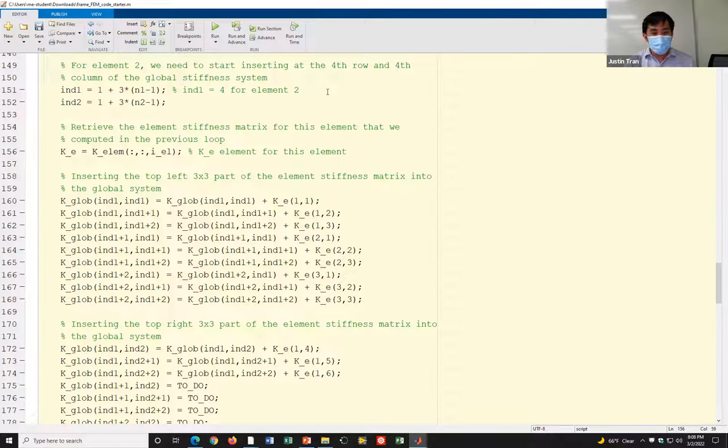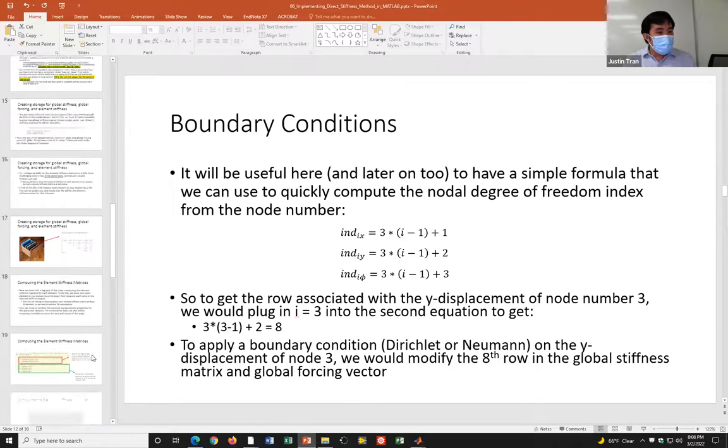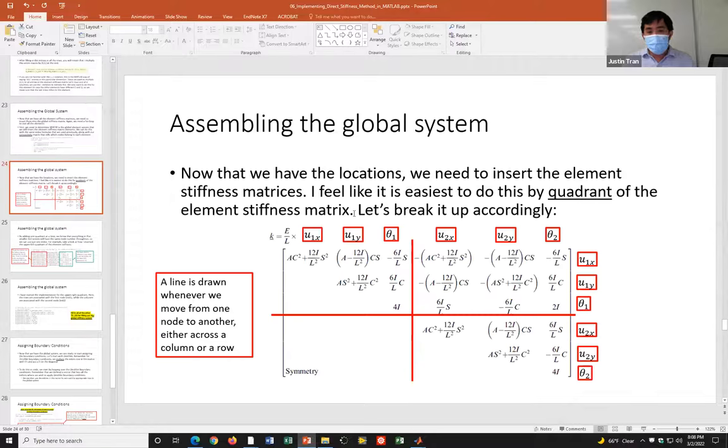I saved it into a variable here just to make it a little bit more convenient. And let me return back to the slides here to talk about my logic.